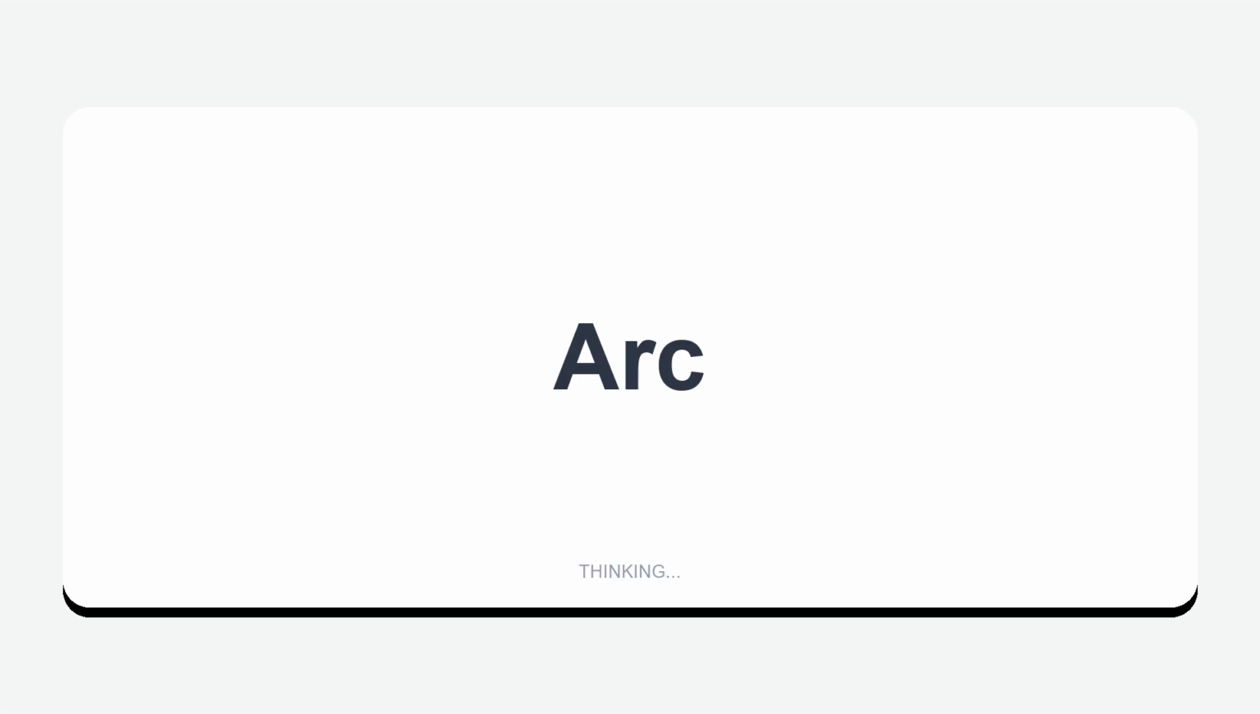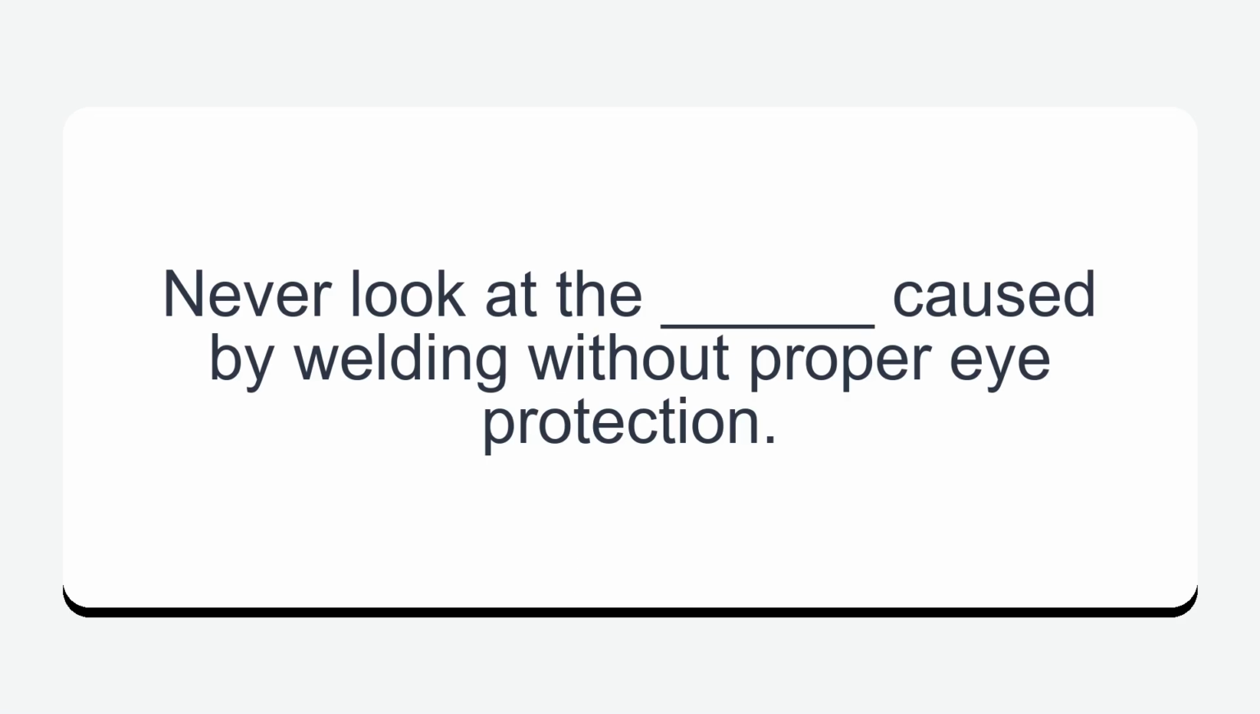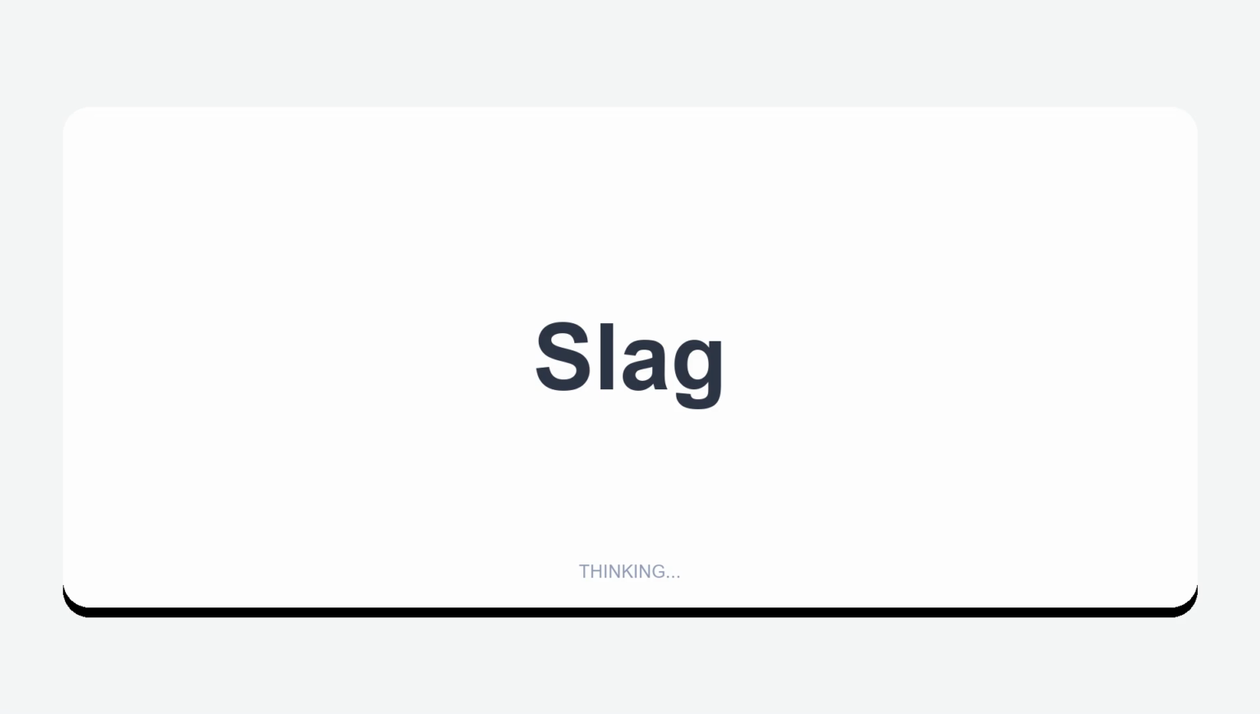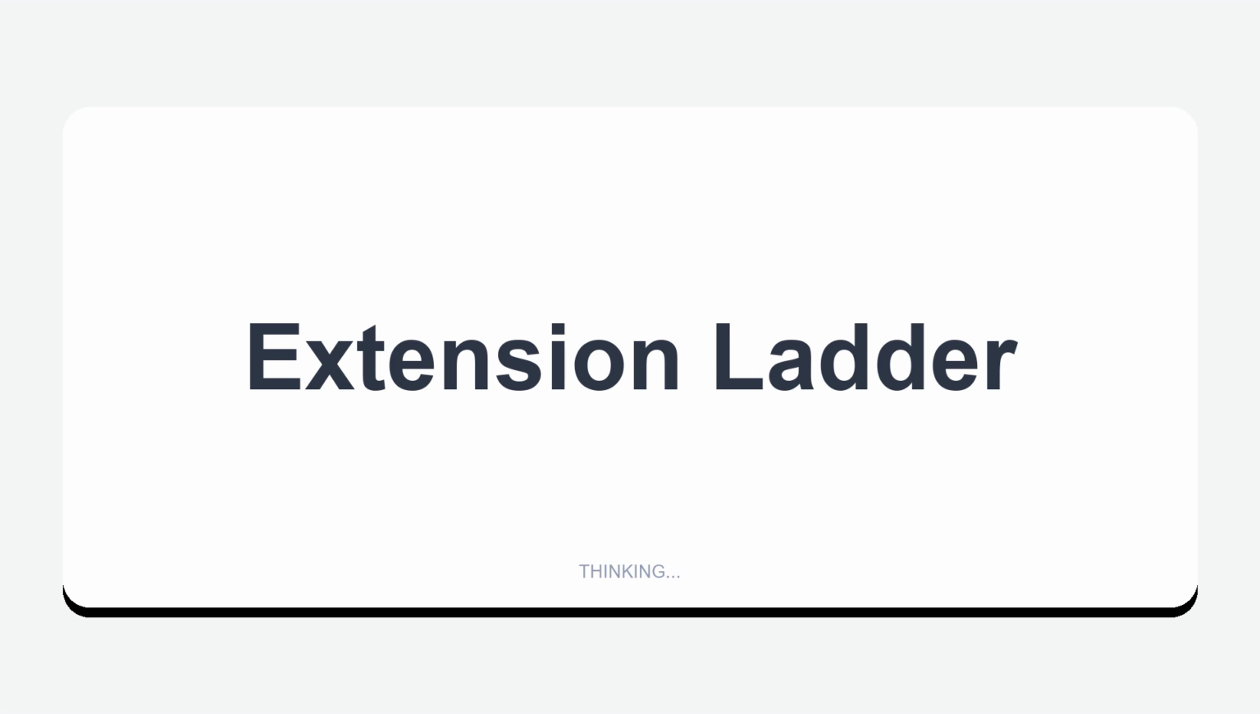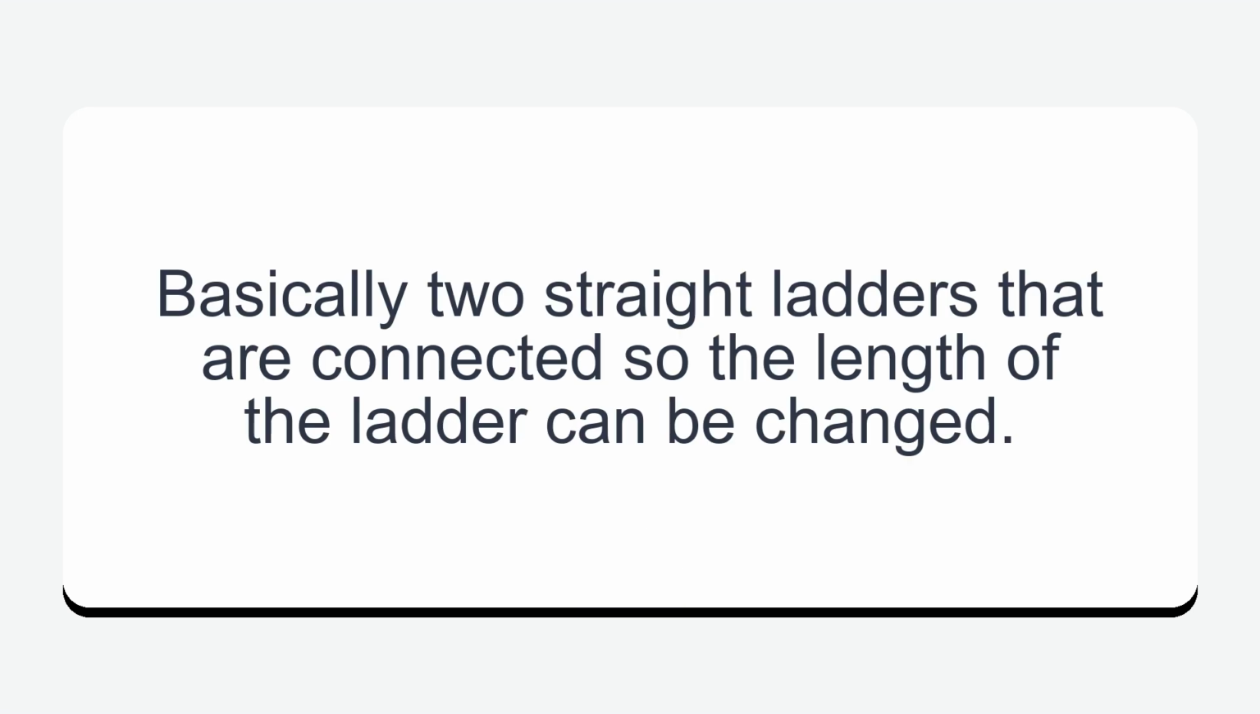Arc: never look at the arc caused by welding without proper eye protection. Slag: the waste material from welding operations. Extension ladder: basically two straight ladders that are connected so the length of the ladder can be changed.